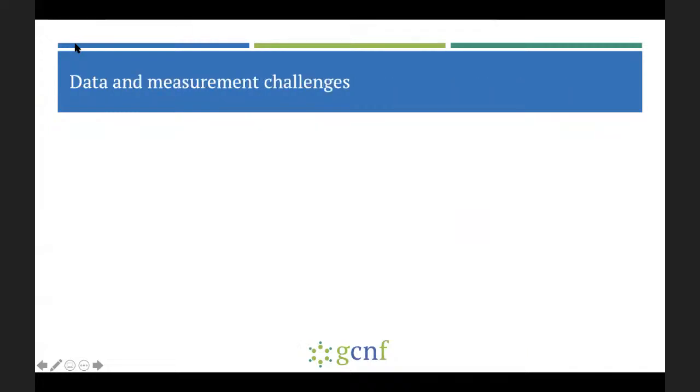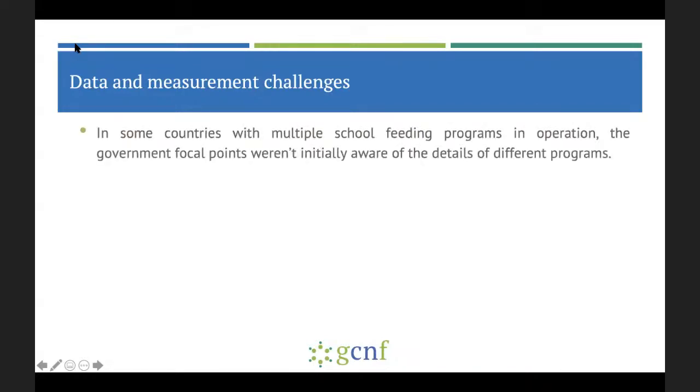So we learned quite a bit. I know I kind of zipped through those results. If any of it was intriguing to you, I hope that you'll go to the GCNF website and look at the full report. I do want to cover some of the data and measurement challenges we encountered in the course of this particular survey. The first challenge we noted is that in some cases, government focal points were not initially aware of the details of different programs operating in their country.